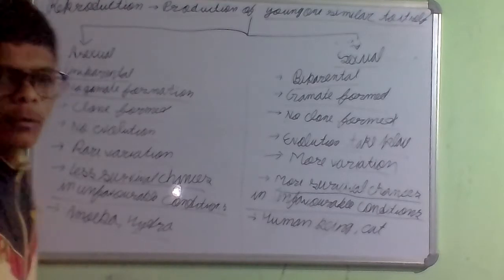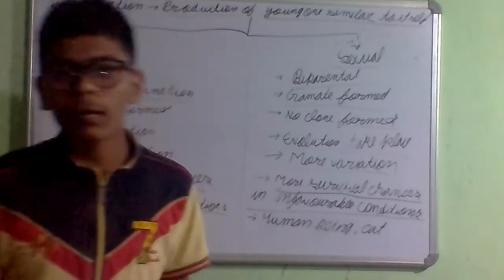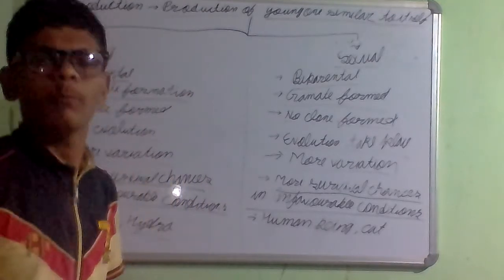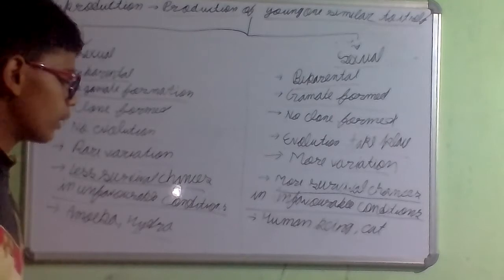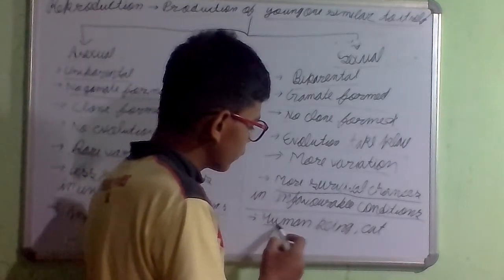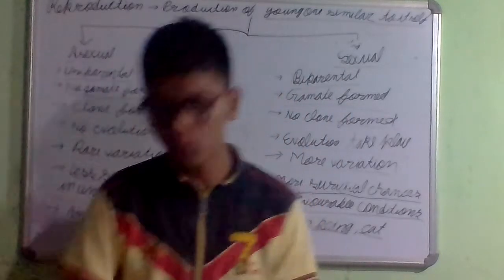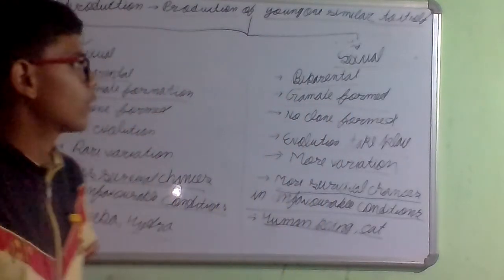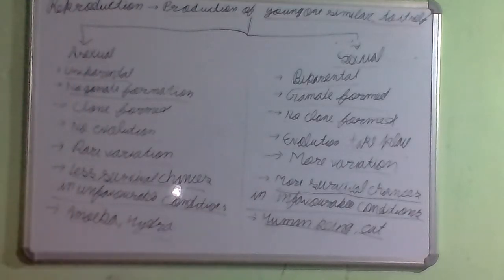Examples of asexual reproduction are amoeba and hydra. There are many more examples, like paramecium and spirogyra. And organisms reproducing sexually are human beings, cat, dog, cow, buffalo, horse, donkey. These are the examples of sexual reproduction.